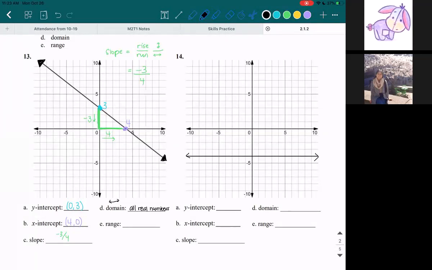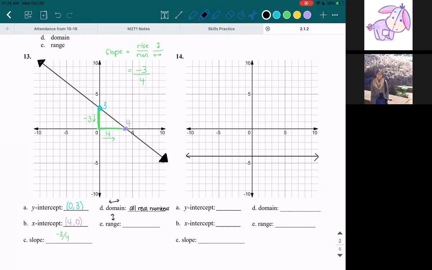And then let's talk about the range. The range is the up-down direction. So let's start on the bottom. We have this arrow which points down and to the right, so it is pointing downwards. And it's going to continue pointing down forever and ever and ever, which means we go all the way to negative infinity.